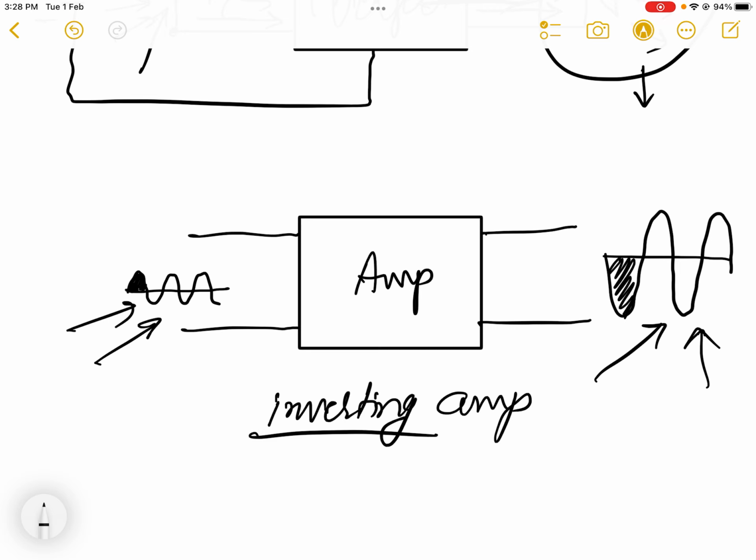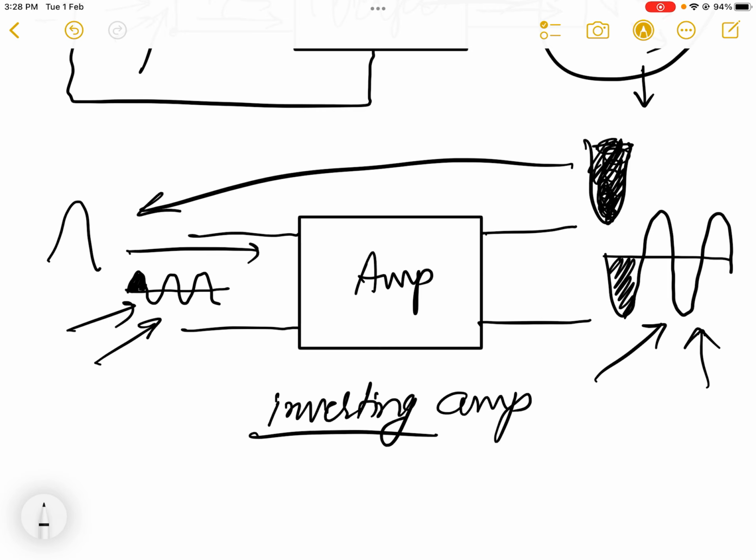Inverting stands for simply the change of polarity that takes place in such kind of amplifier. So if we apply positive half cycle at the input of the amplifier, then at the output we will get negative half. Of course, this negative half that we shall get will be having large magnitude as compared to the input signal. So this type of amplifier is called inverting amplifier. If we apply a negative half cycle at the input of amplifier, then at the output we will get a strong positive half cycle.